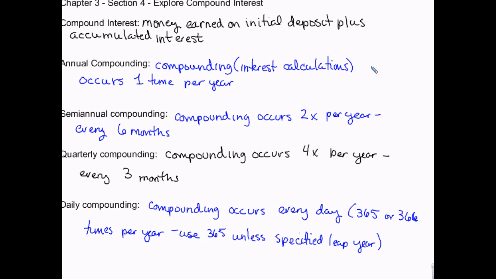And then there's different times that they'll do it. Annual compounding occurs once per year. It's usually at the end of the bank's fiscal year. And a fiscal year is different than a calendar year. A calendar year goes from January to January. Fiscal years usually are set by the bank.